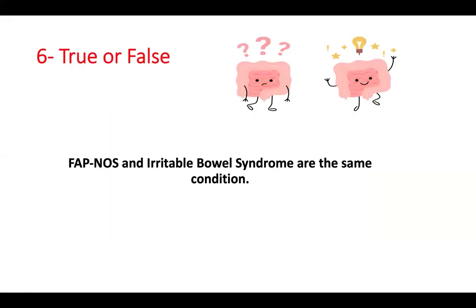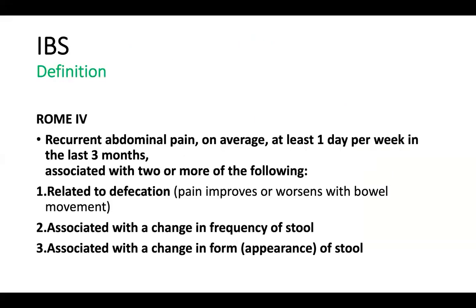So true or false, functional abdominal pain not otherwise specified and irritable bowel syndrome are the same condition. IBS is defined according to Rome 4 as recurrent abdominal pain on average at least 1 day per week in the last 3 months, associated with 2 or more of the following: related to defecation, associated with a change in frequency of stool, associated with a change in form of the stool.